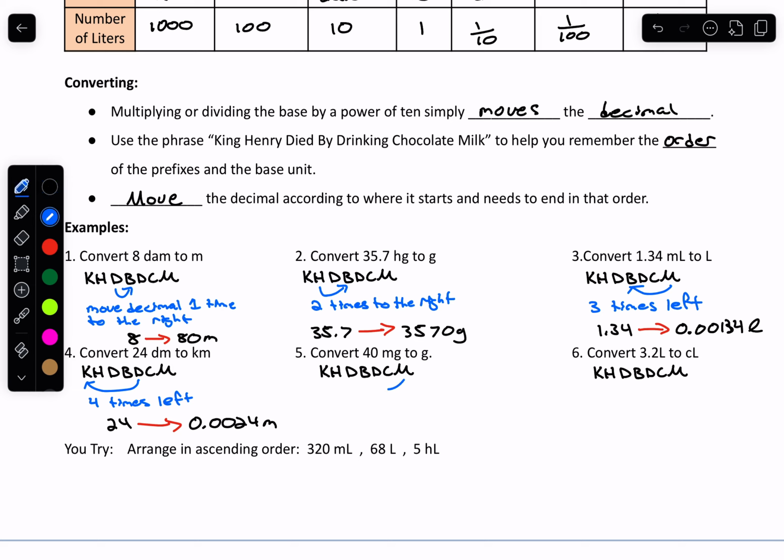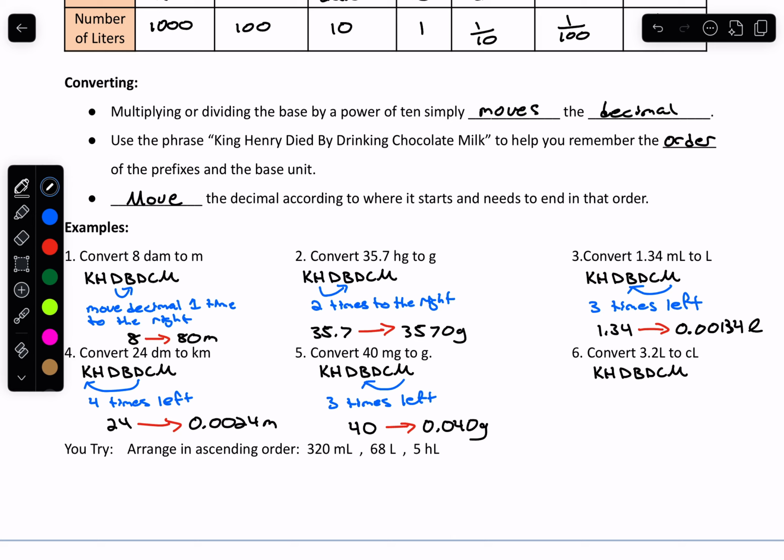Number 5, we want to convert 40 milligrams to grams. Milligrams is all the way on the right, and grams are our base unit. So I need to go 3 times to the left. So I'm going to take the number 40, and I'm going to convert it. When I move 3 times to the left, I start next to the 0. I go once, twice, 3 times. So I'm going to have to put an extra 0 there. So I end up with 0.040 grams. Where notice every time I'm moving to the left, my number is getting smaller.